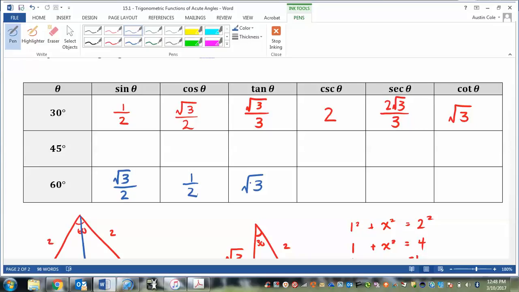Okay? So cosecant is what? The reciprocal of sine. Cosecant is the reciprocal of sine, so I need to reciprocate this. Did we already reciprocate that? Yeah. When we did the reciprocal of square root of 3 over 2 up here, it was 2 square root of 3 over 3. So this is going to be 2 square root of 3 over 3.